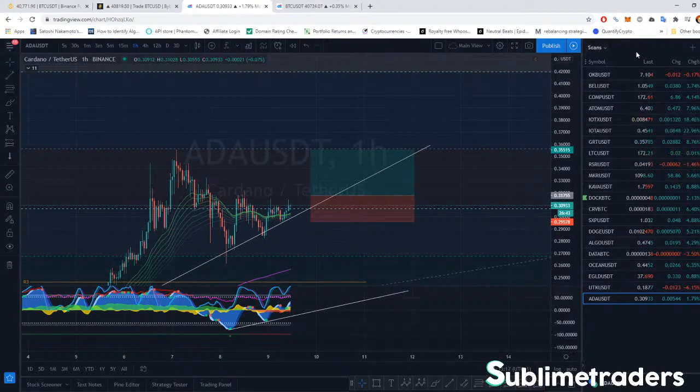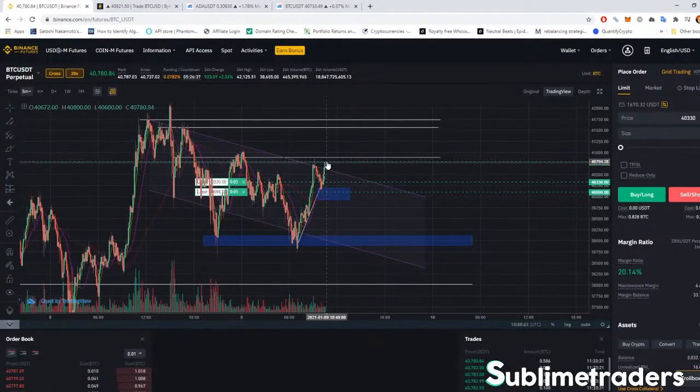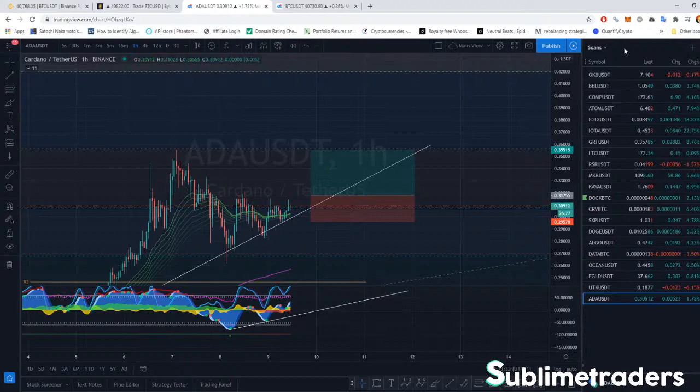Just want to check Theta in the meantime, because I see that Bitcoin is still in the range right here. Okay, maybe it can come back. If it closes above, we need to rethink our strategy. Yeah, we'll go back to that later.